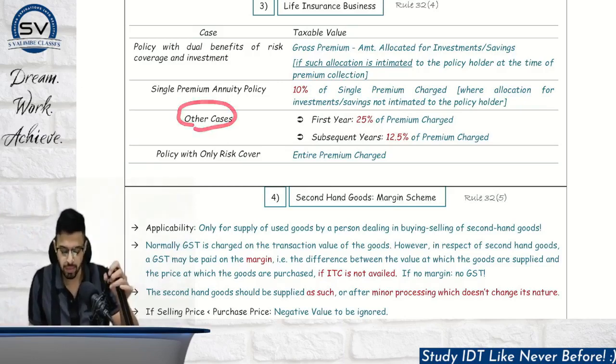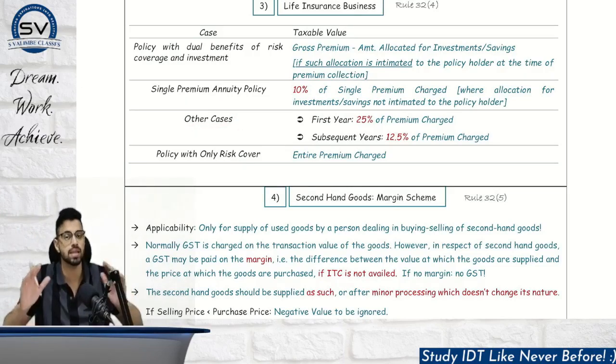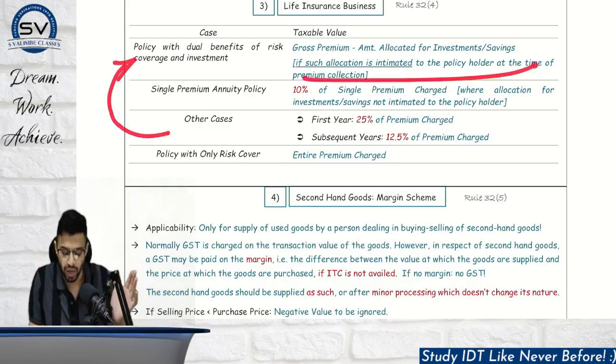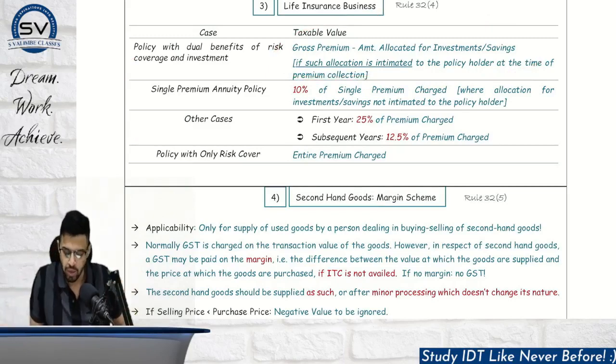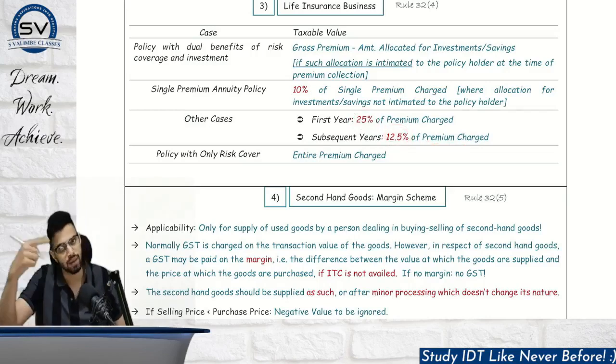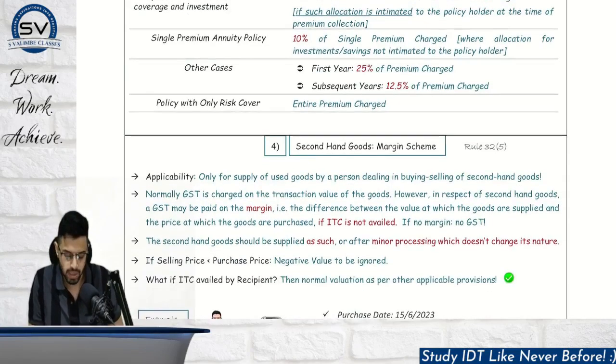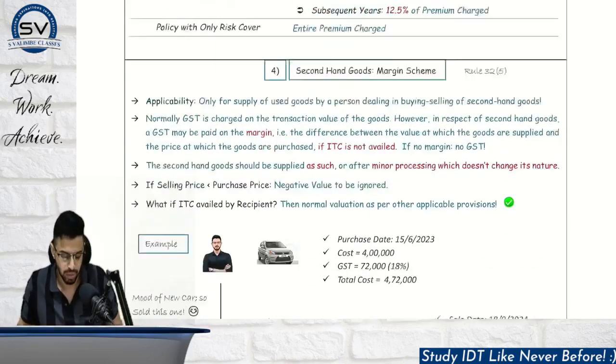Other cases means this is not a single premium case and this is not a case where I know the allocation. In that case, we have to take some arbitrary amounts, that the law is going to give. So for the first year, 25% of the premium charged shall be the taxable value on which GST will be applied, and from subsequent years it will be 12.5%. Basically, law is assuming that in the first year 75% is for investment and 25% is for insurance, and from next year 12.5% is for insurance and the balance is for your investment. And for a policy with only risk cover, where there is no investment involved, obviously 100% of the premium is taxable. It will be the taxable value.